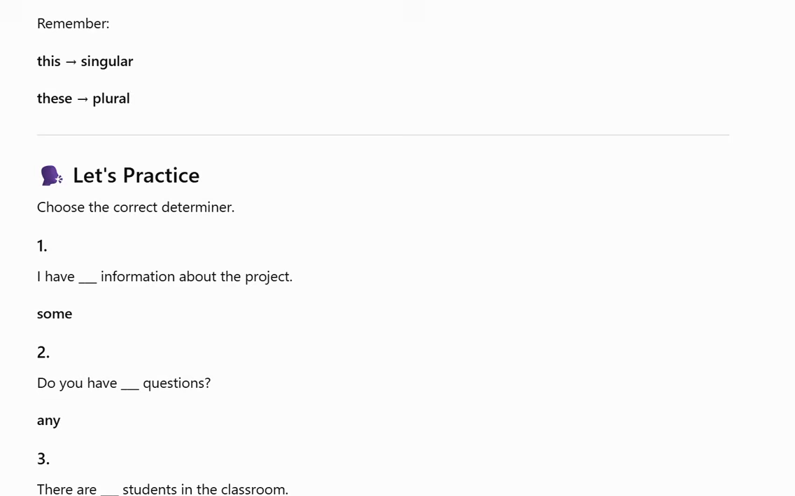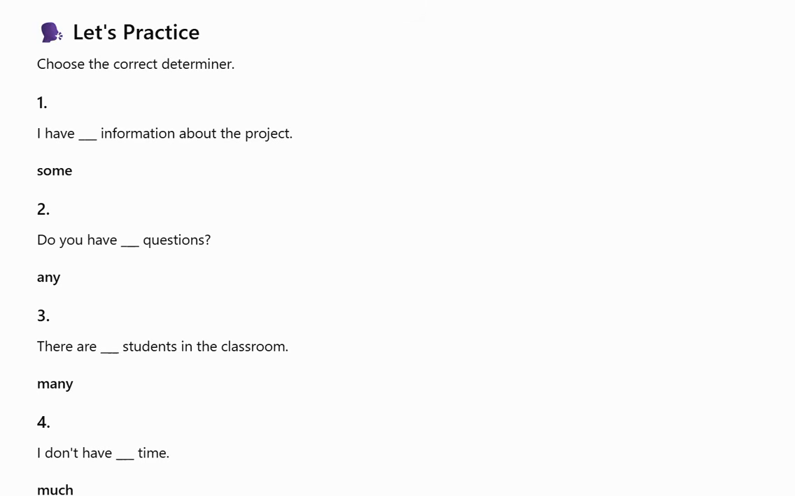Now, let's practice. Choose the correct determiner. I have dash information about the project. I have some information about the project. Do you have dash questions? Do you have any questions? There are dash students in the classroom. There are many students in the classroom. I don't have dash time. I don't have much time.